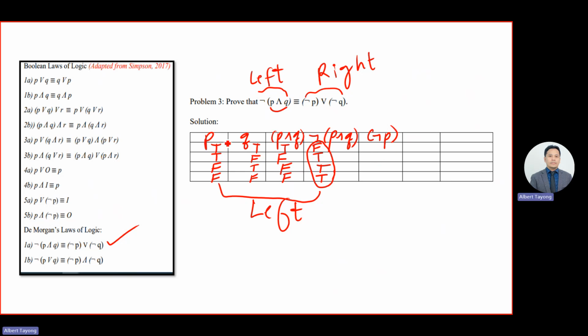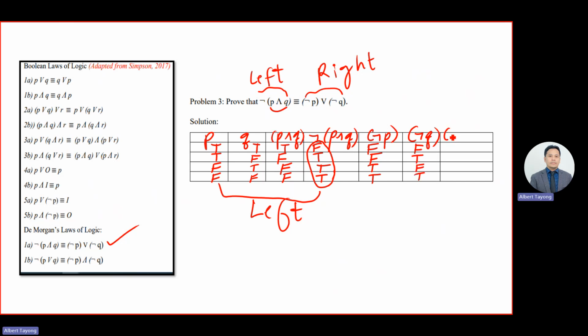Not P here is the opposite of P. So this becomes false, false, true, true. That is for not P. And not Q is the opposite of Q. Looking at our P here, we have true, true, false, false. The opposite of that is false, false, true, true. The second one is not Q on the right. The opposite of T, F, T, F becomes F, T, F, T.